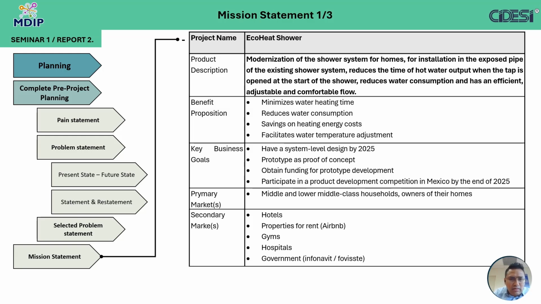We also describe one of our most ambitious goals: to have an MVP and system level design by 2025, and with this participate in a product design competition in Mexico by the end of 2025. Our secondary markets are hotels, property rentals, gyms, hospitals and government.